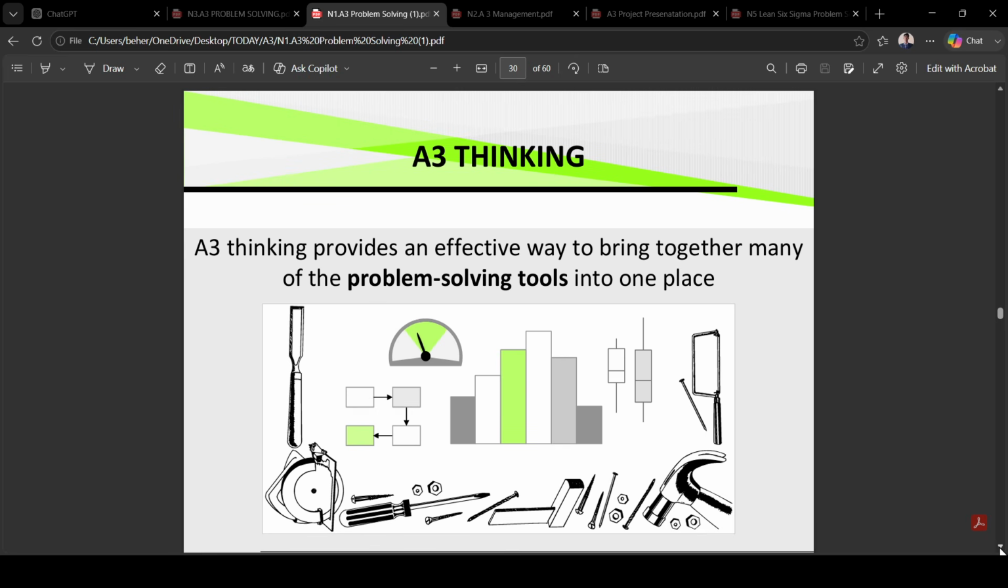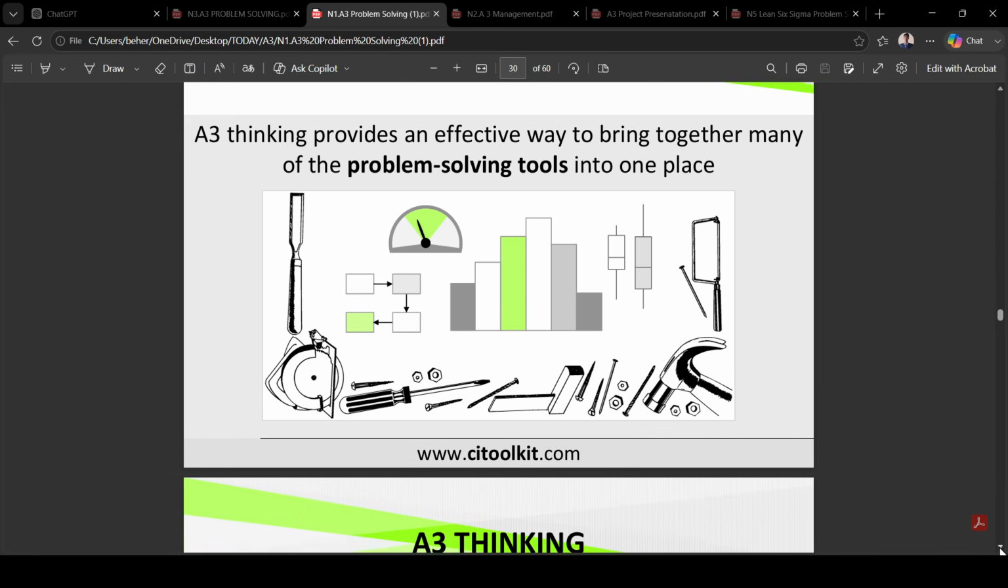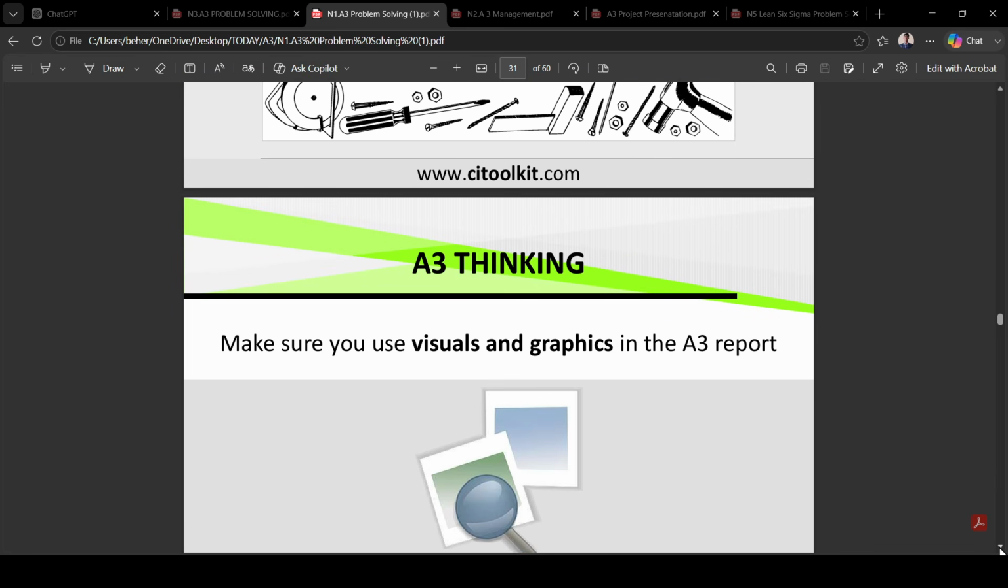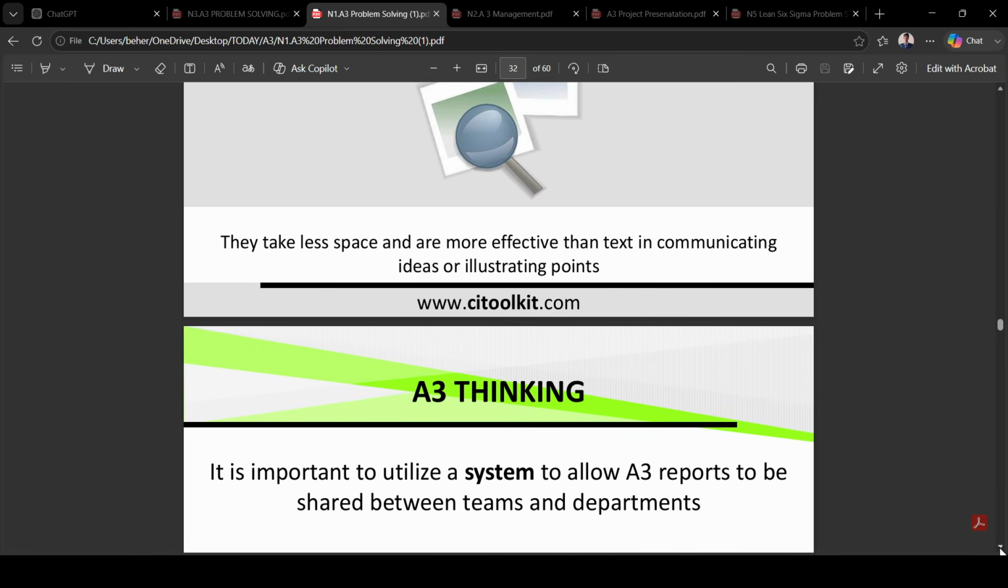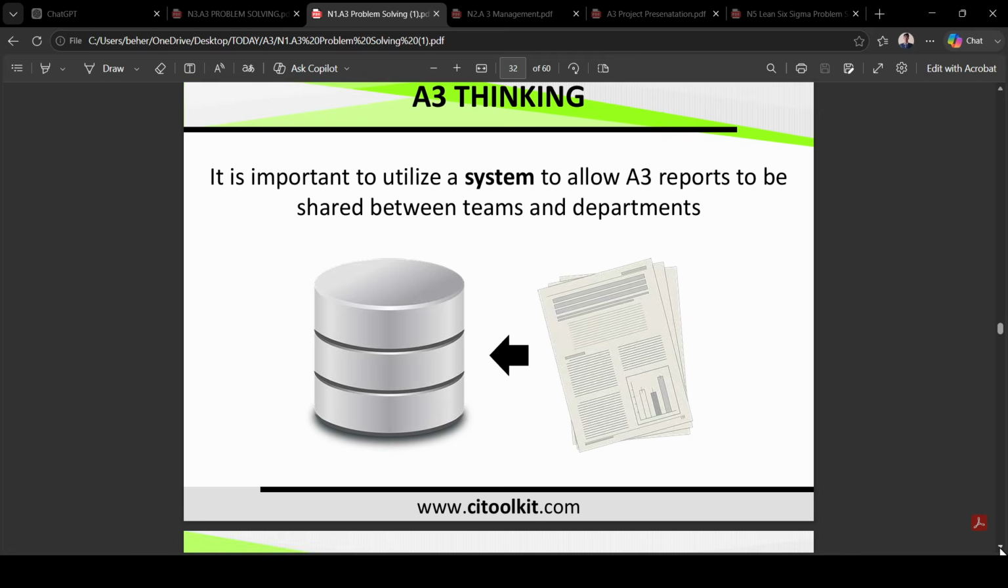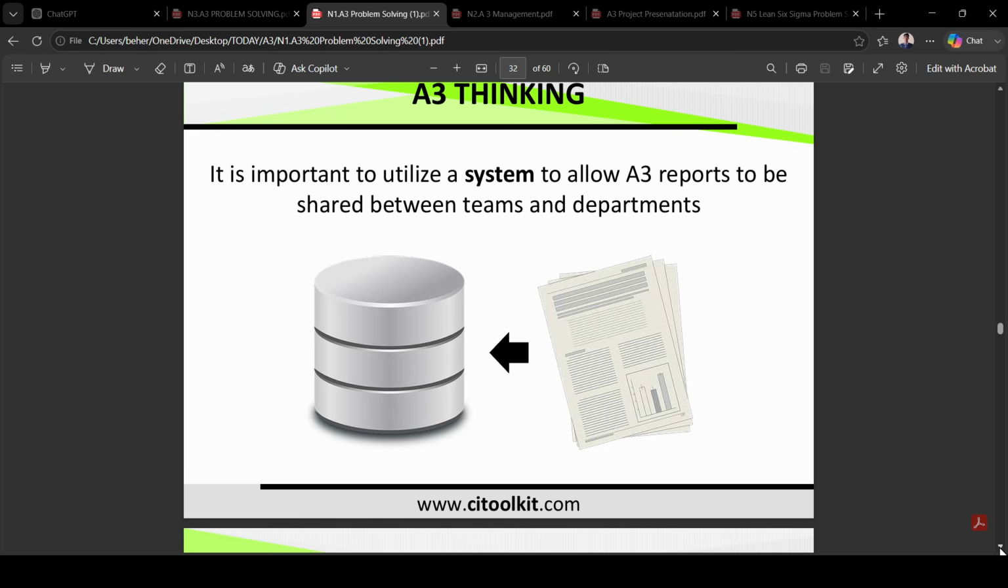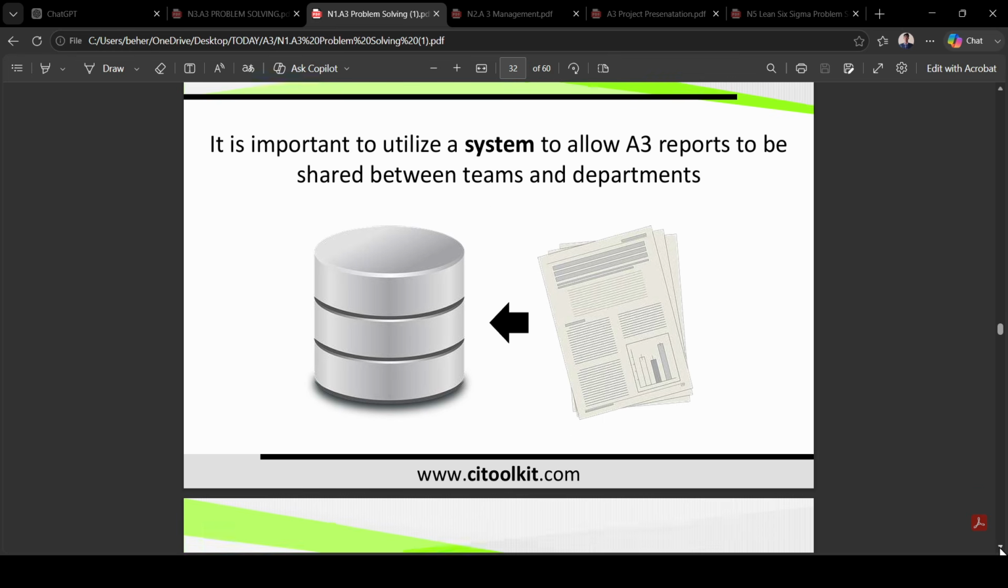A3 thinking provides an effective way to bring together many of the problem solving tools into one place. Make sure you use visuals and graphics in the A3 report, and they take less space and are more effective than text in communicating ideas or illustrating reports. It is important to utilize a system to allow A3 reports to be shared between teams and departments.